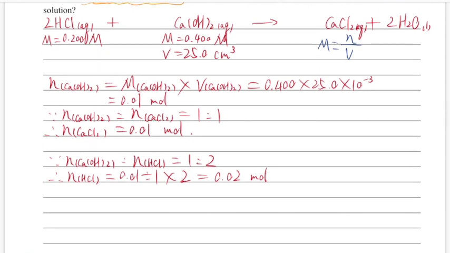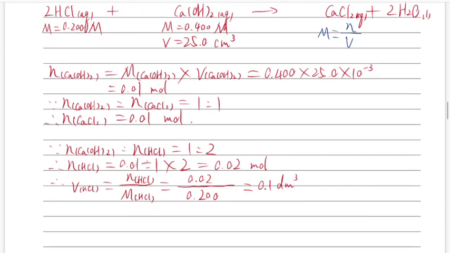And then if we know the number of mole and the molarity, the volume of hydrochloric acid should equal the number of mole of hydrochloric acid over the molarity of hydrochloric acid. So it should be 0.02 over 0.200 molar, which will give you 0.1 dm cube.